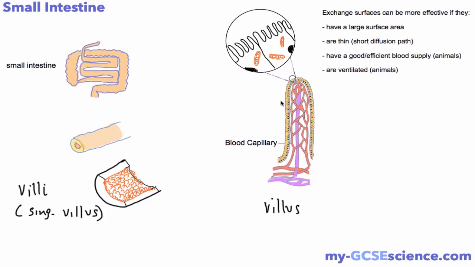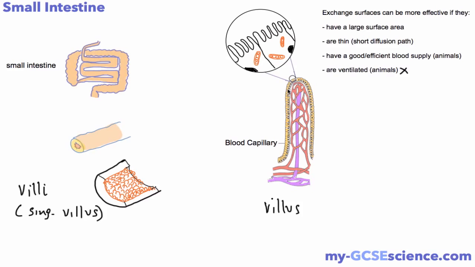The digested food has to only pass through 1 cell before it gets to the blood capillary, which can then take it away. A good and efficient blood supply, yes, you can see this dense network of capillaries. And are ventilated? This wouldn't be so applicable to the villus because ventilation means just bringing in air, but those are the adaptations that this has. But there is one further thing on the surface of these villi.